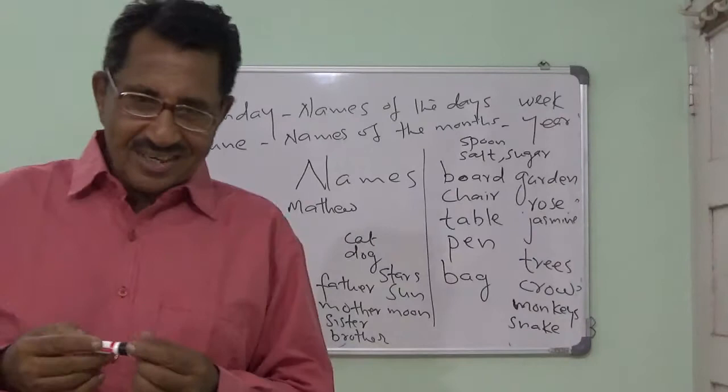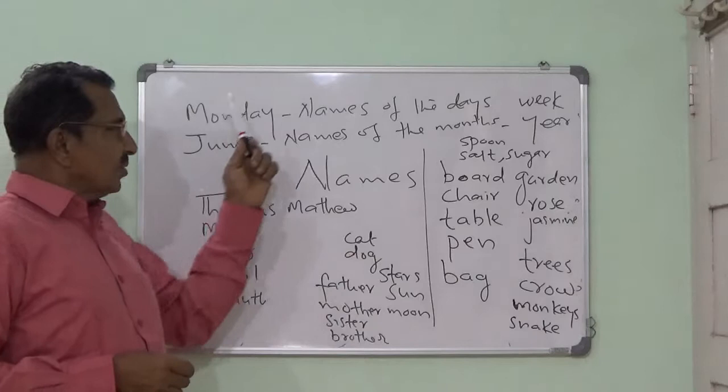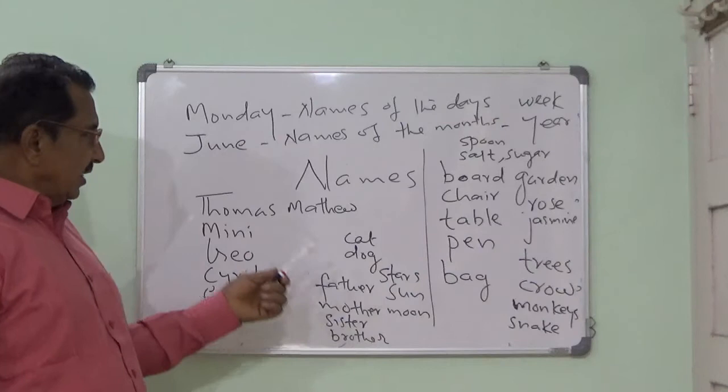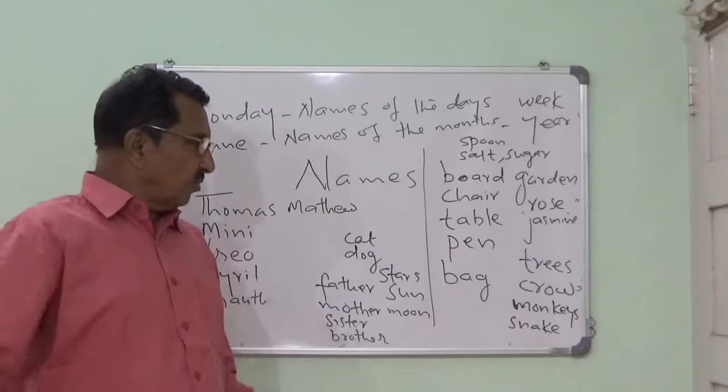Okay, now look at this. You find lots of names. Names of persons you find. Names of the days of the week you find. Names of the months of the year you find. You find different things in your class, names. Then in the forest you find trees, you find flowers.